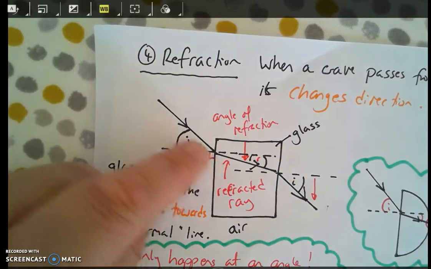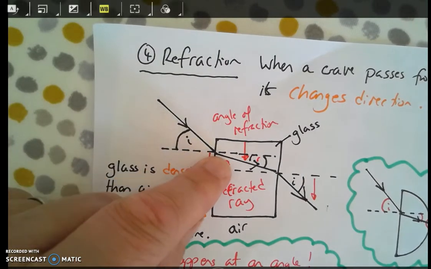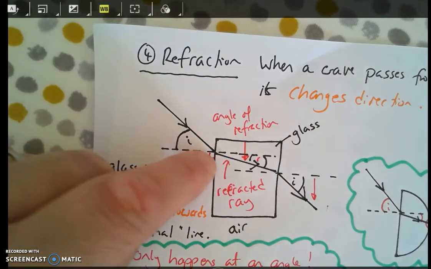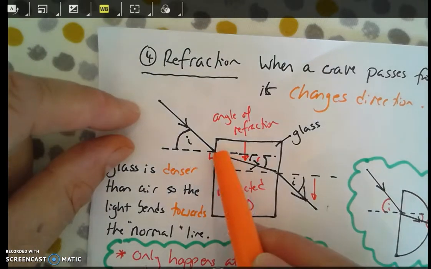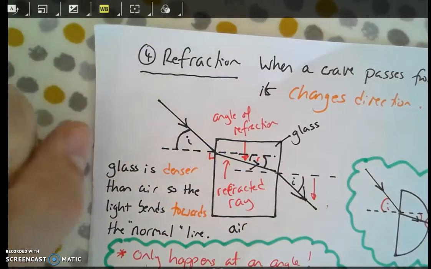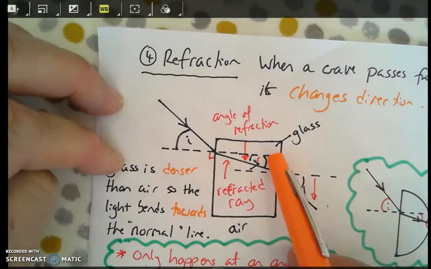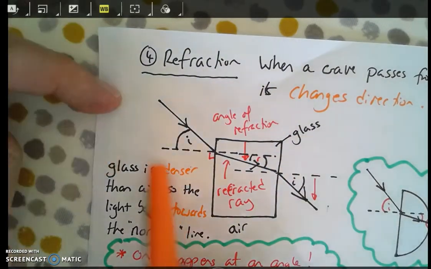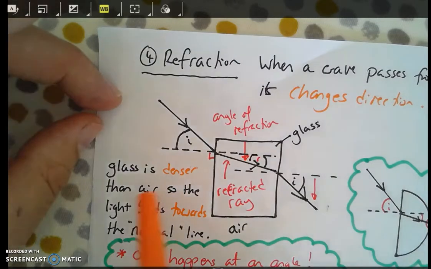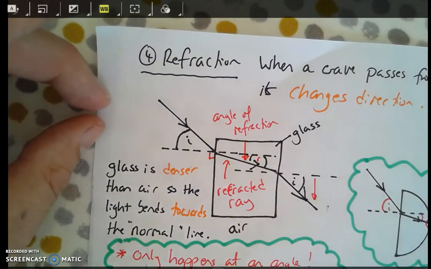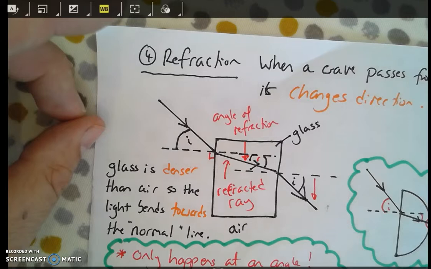But look, when the ray of light passes into the glass, it changes direction. It doesn't scoot off down there, and in fact it bends in towards the normal. The reason it bends in towards the normal is because glass is denser than air. So we've got a little rule which I've written here. Glass is denser than air, so the light bends towards the normal line.